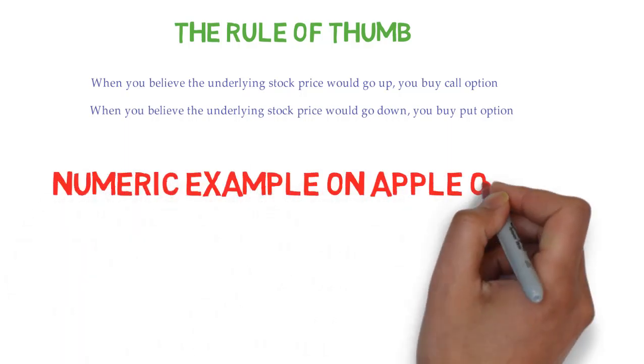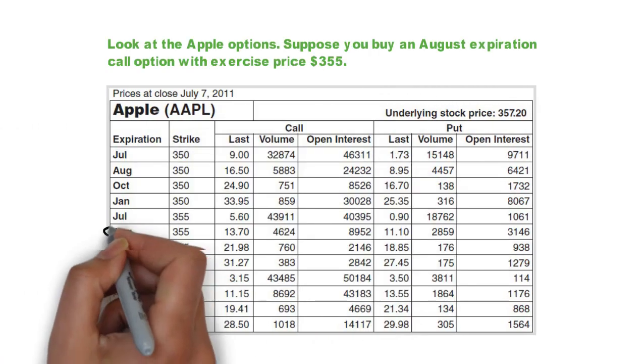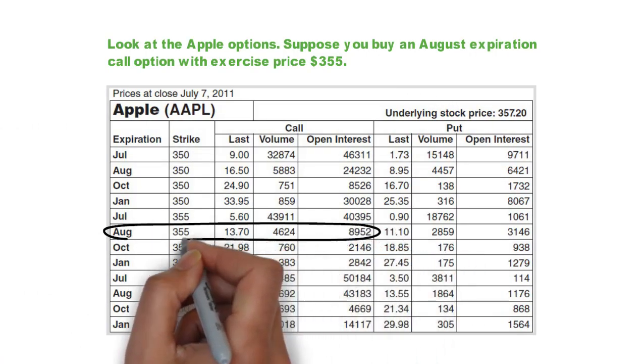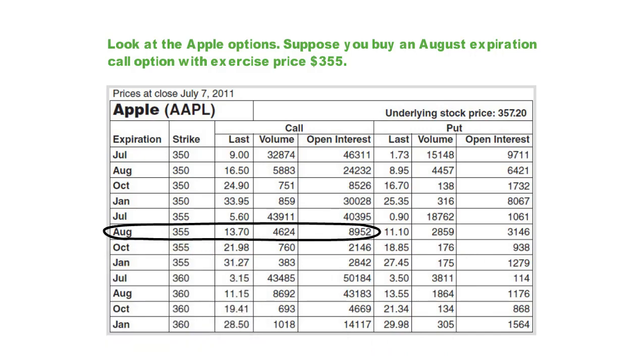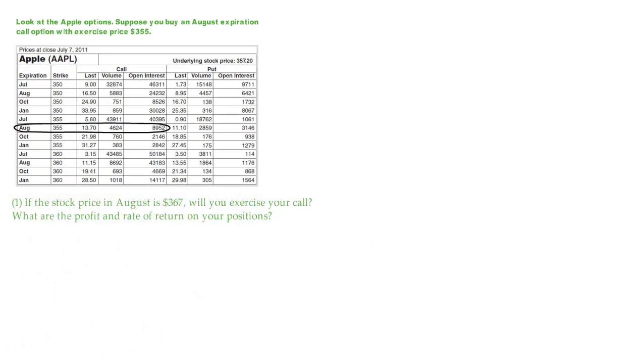Let's take an option example. Look at the Apple options. Suppose you buy an August expiration call option with exercise price of $355. Now, first question. If the stock price in August is $367, will you exercise your call option? What are the profit and rate of return on your position?